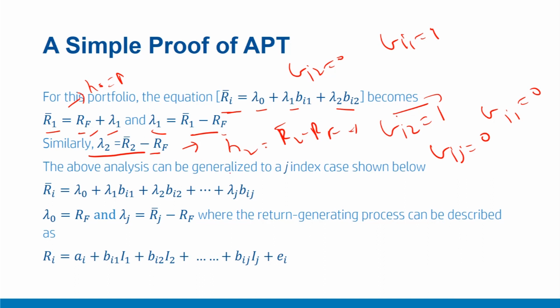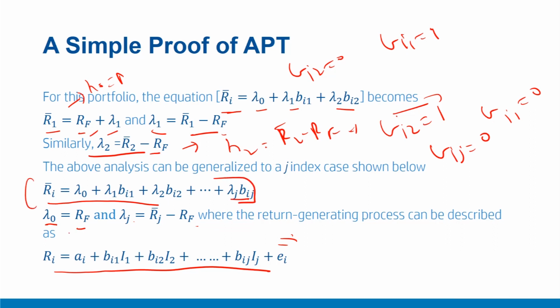This analysis can be generalized to a J-index case also. For example, the equilibrium model for a J-index case can be written as this: Ri bar equal to lambda naught plus lambda 1 Bi1 and so on up till lambda j Bij. Here, if we keep assuming that lambda naught equal to Rf and lambda j equal to Rj bar minus Rf, where the return generating process is given by this equation, we can define APT very simply by this equation.